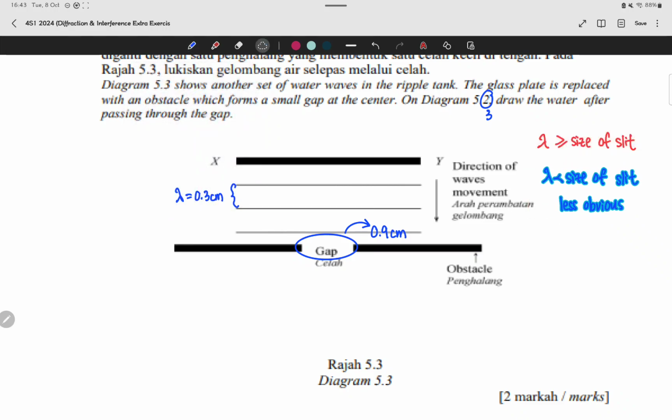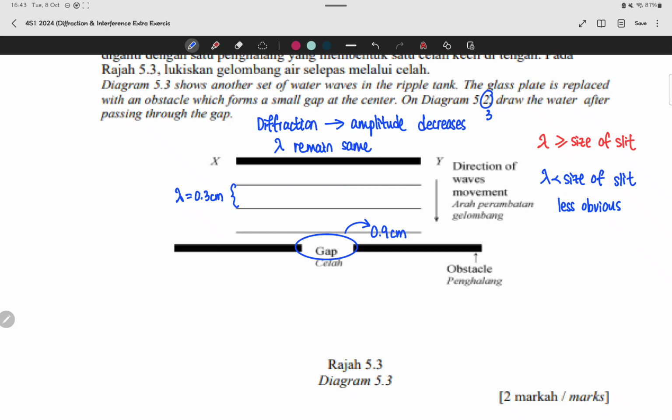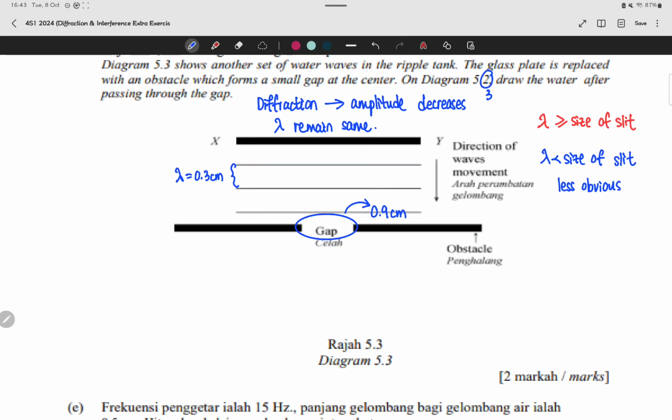Okay, now the problem is here. How do you draw it? Okay, you need to remember one thing. After diffraction, what changes? After diffraction, only the amplitude decreases, right? Because it spreads out, so the amplitude decreases. Okay, but the others are all the same, meaning that your lambda must remain the same. Okay, so the first step you do is you draw one line.